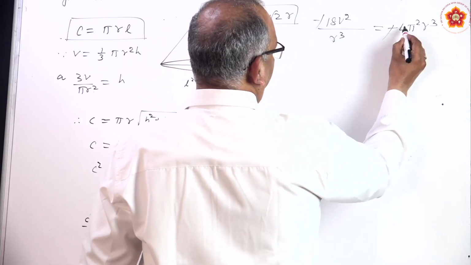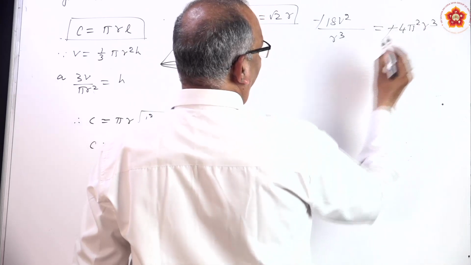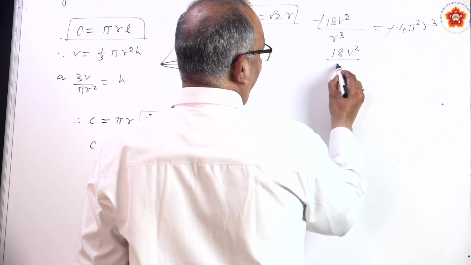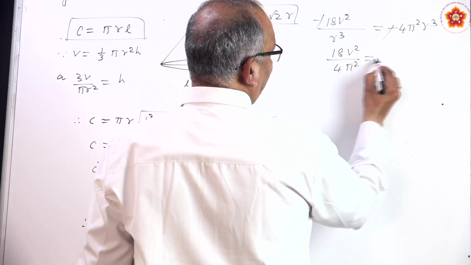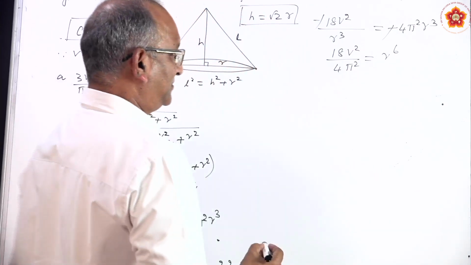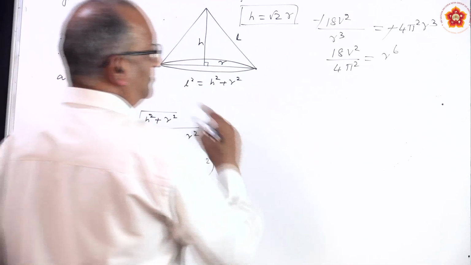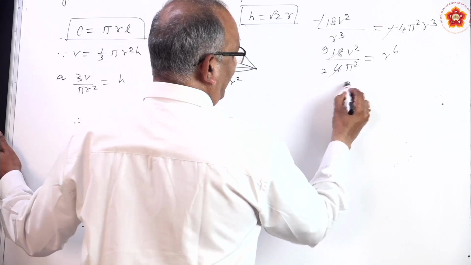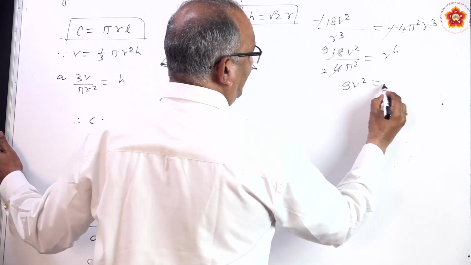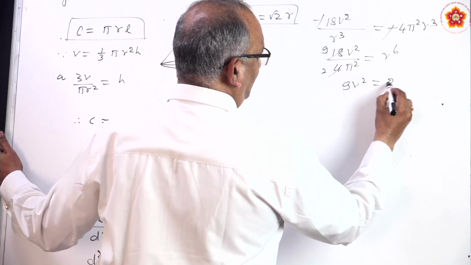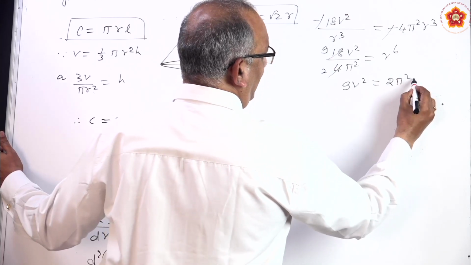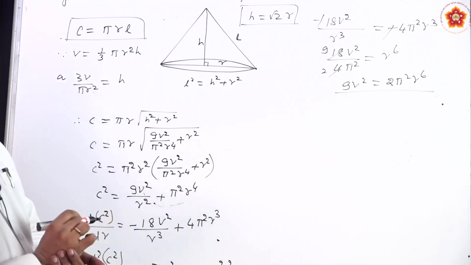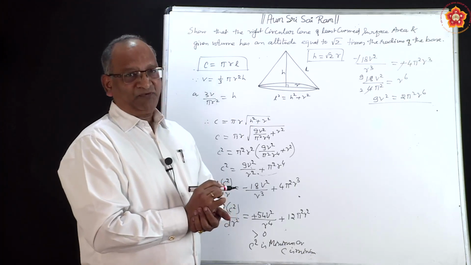This also can be simplified. Take r cube to that side, and we get 18v² by 4π² is equal to r to the power 6. In other terms, you can cancel this and say that 9v² is equal to 2π²r to the power 6. Just keep it like that. It will be useful for us.